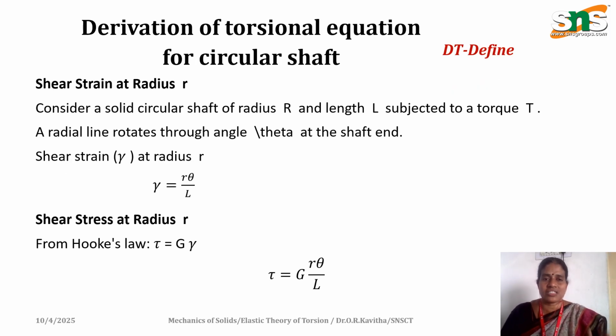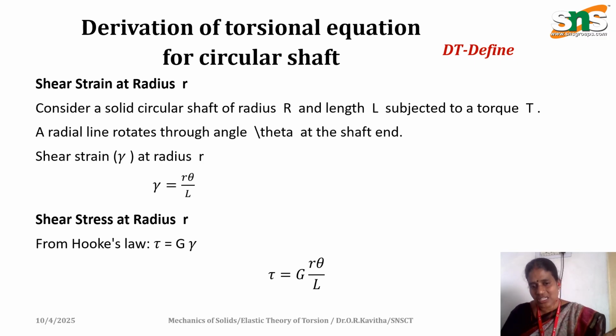So now we will see some important equations to get the torsional equation. The first one, we have to calculate the shear strain. So what is a strain? That is a change in dimension divided by the original dimension. The shear strain we represent by gamma. If you take any shaft of radius r, and it is subjected to twisting, the angle of twist is taken as theta. So the ratio r theta divided by L will give the shear strain.